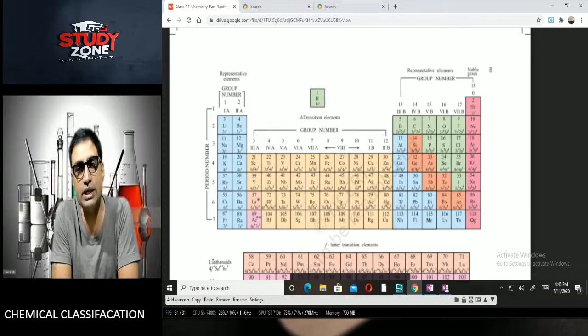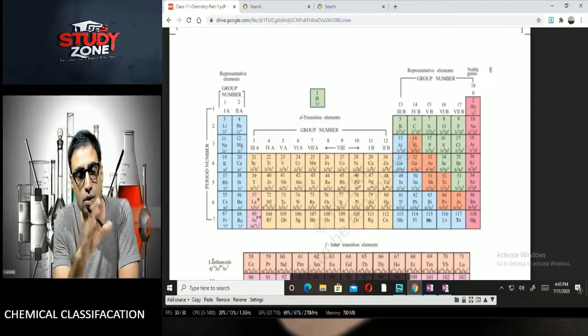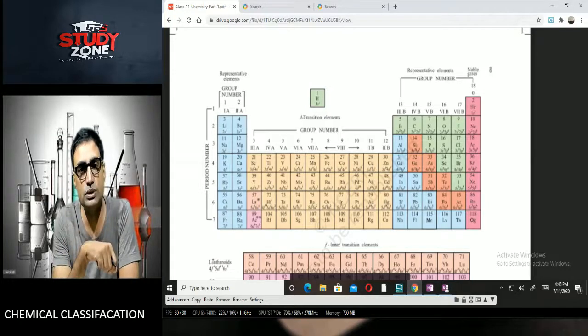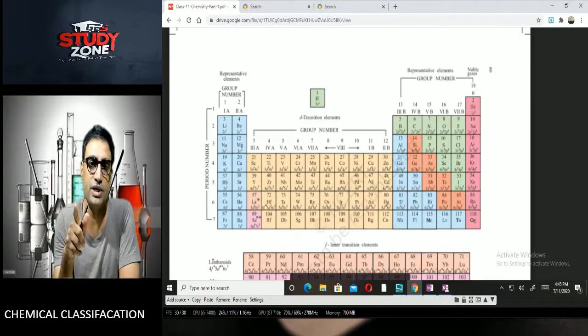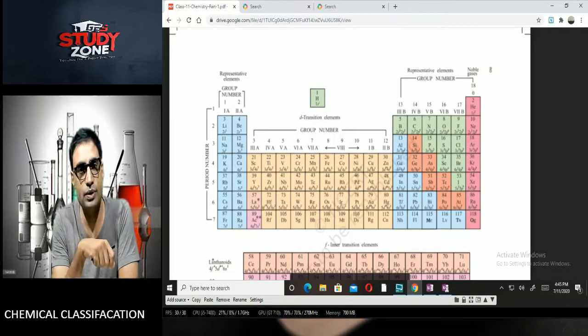From there, Moseley determined that this frequency is changing because we are using different metals, and a transition of electrons is happening. The number of electrons is always equal to the number of protons. Since the number of electrons is different, the number of protons is also different in different elements, and that number is known as the atomic number. So Moseley gave the modern periodic law.